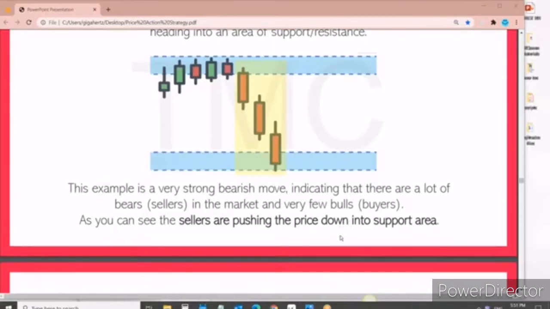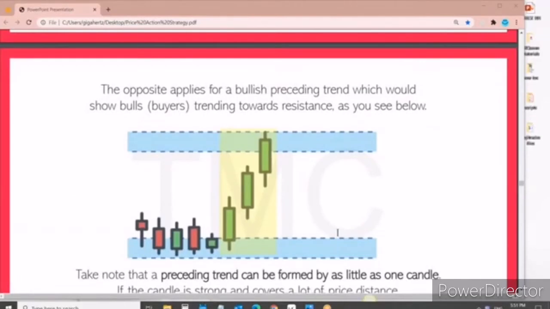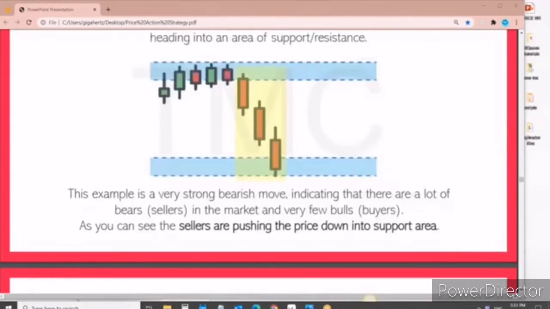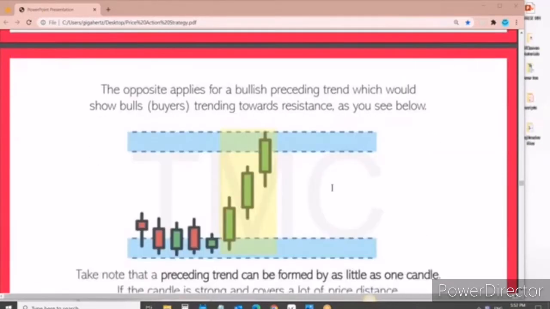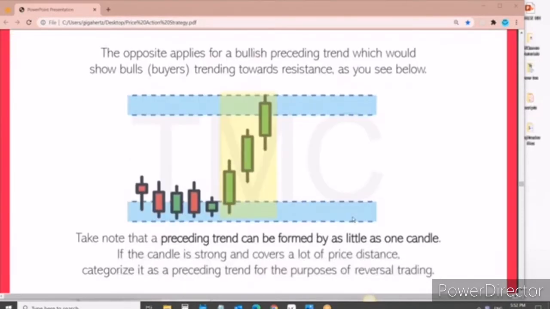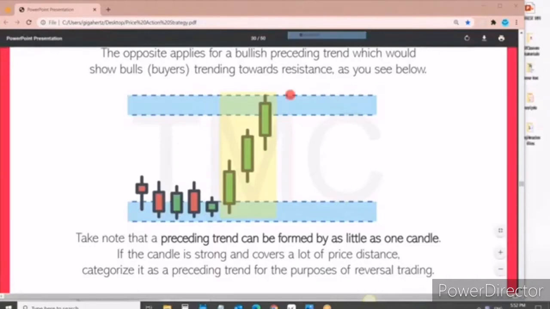Now, babalik tayo rin. Opposite lang to. Pag ito naman, pataas, so buyers. So, bullish preceding trend ang tawag dito. Ito, of course, bearish preceding trend. Ito, bullish. Okay, so yun lang. Bullish preceding trend ang tawag dito. So the buyers are pushing the price towards the resistance. So this is your resistance.